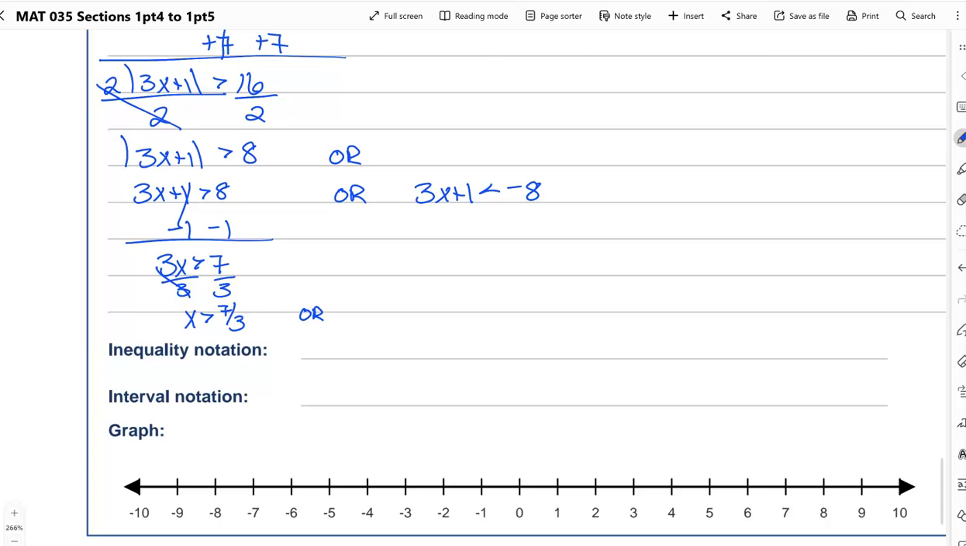Or, other one, subtract 1. So I have 3x is less than negative 9, divided by the positive 3. So I'm going to get x is less than negative 3. You can make this a little bit smaller.